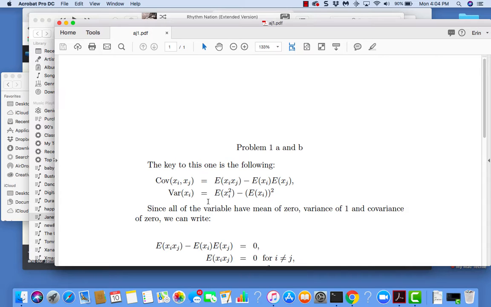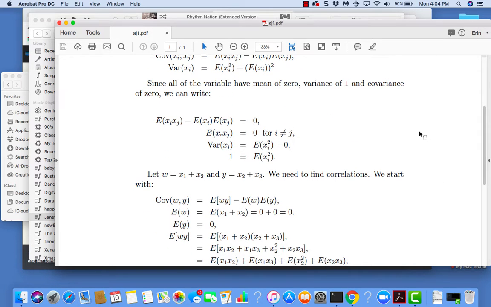Now, if you notice something interesting, if i and j are equal to each other, then the covariance is equal to the variance. All right? And we'll come back to that in a little bit. So all of our variables have mean of 0, variance of 1, and since they're uncorrelated, then the covariance is equal to 0. And that's all. We can think of that as being given.